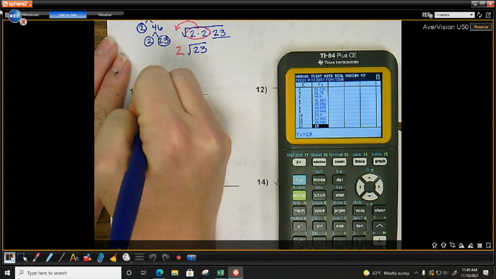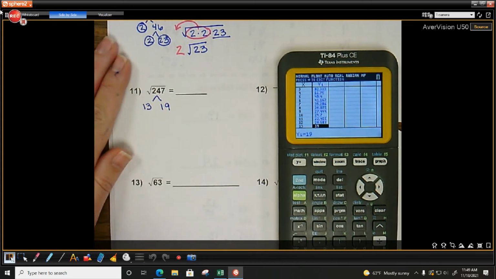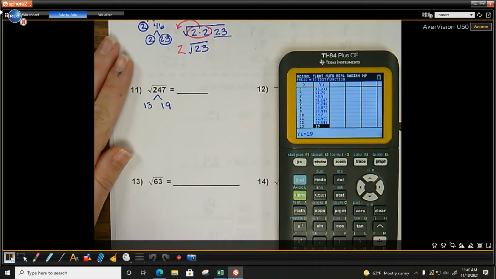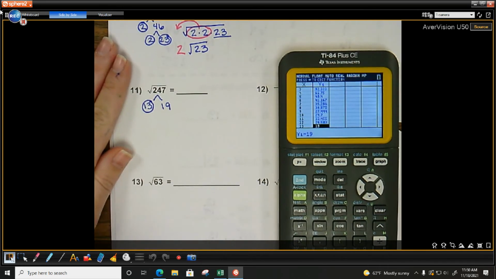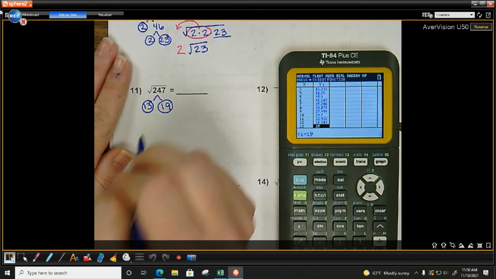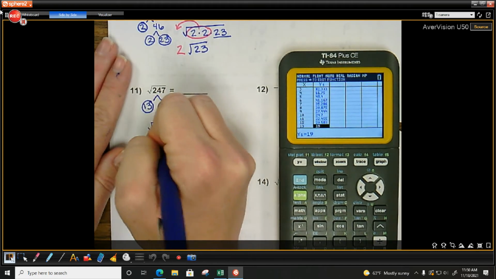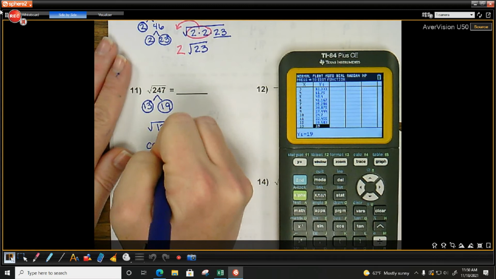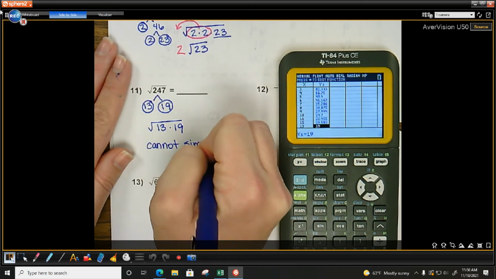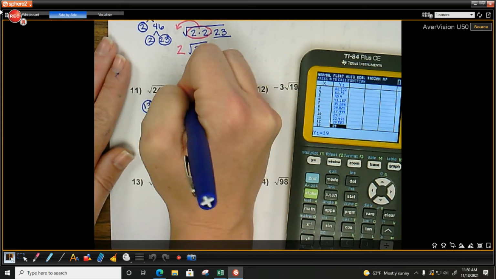13 times 19. Is 13 divisible by any number other than 1 and itself? No, so it's prime. We circle our prime numbers. Is 19 divisible by any number other than 1 and itself? No, so 19's prime. So I'm done with my factor tree. So this becomes the square root of 13 times 19. Are those friends? No. So can they break out? No. So this one cannot simplify, which means it's just equal to the square root of 247.